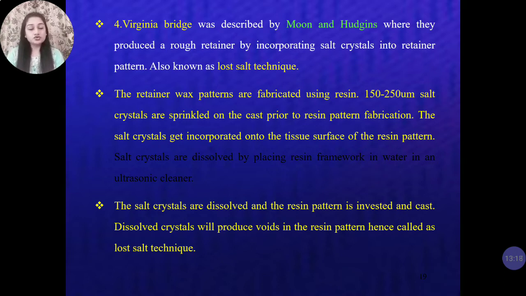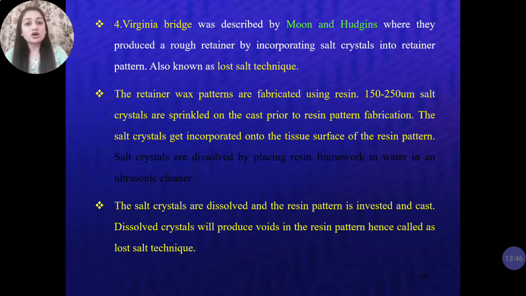So usually the patterns are created using wax. In Virginia bridge, the pattern is created using resin. So resin pattern is created in Virginia bridge. Then the salt is sprinkled onto the resin pattern on the intaglio surface of the prosthesis. Intaglio surface means the surface which is facing towards the abutment tooth.